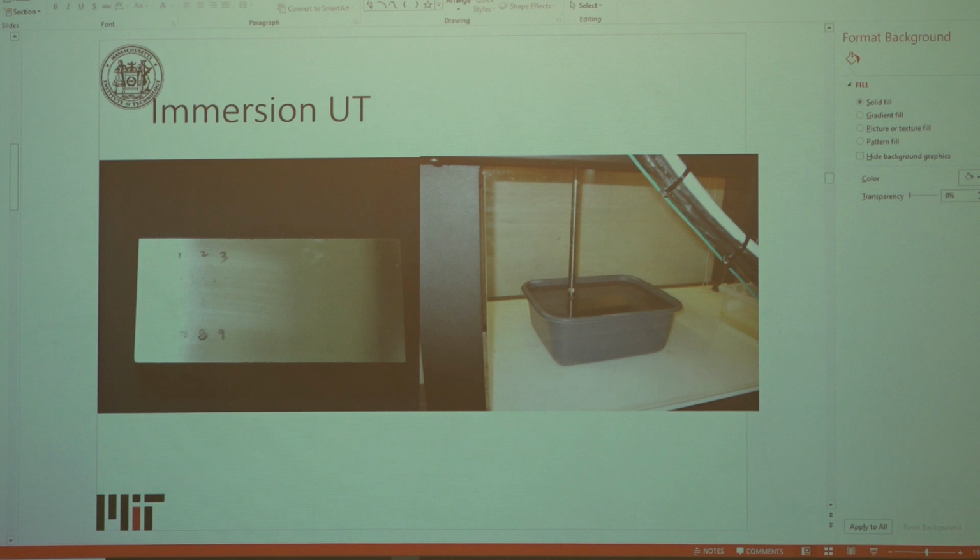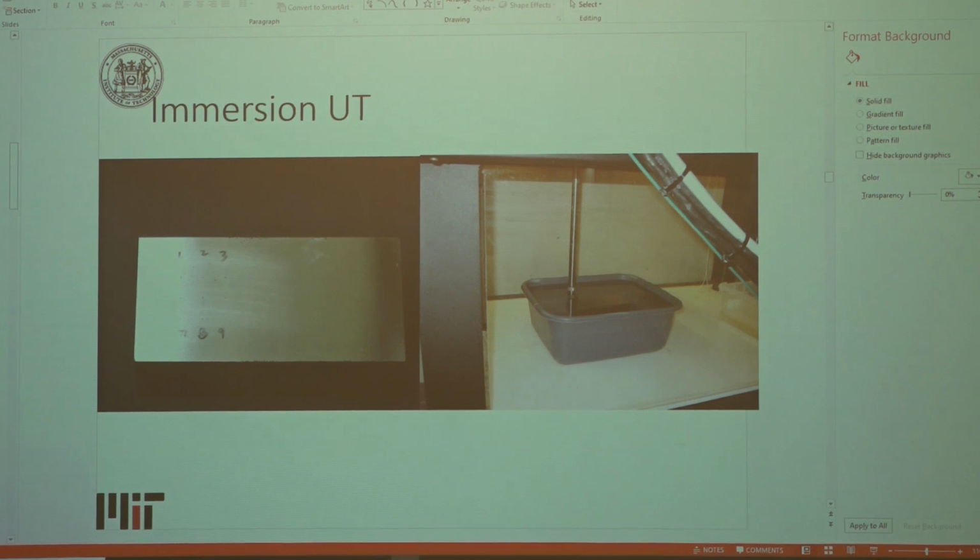And what you're seeing on the right is the UT transducer, and how it operates is it rasters in the XY direction and goes over the surface that is being inspected. Your data output is basically a color graph showing where the holes are versus where the base metal is.